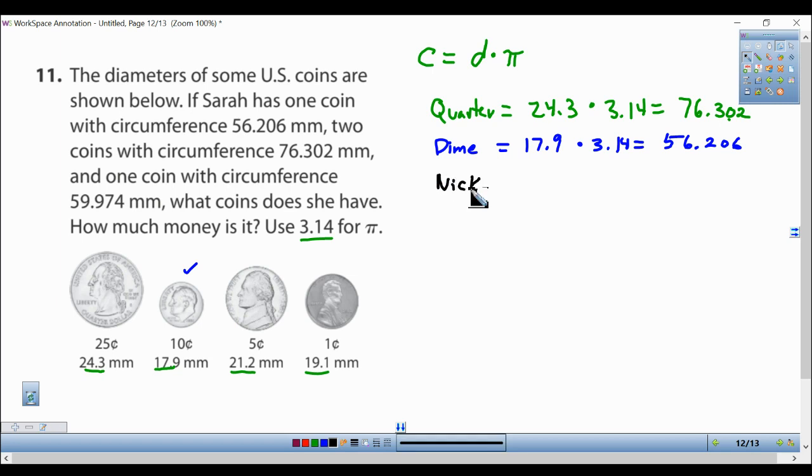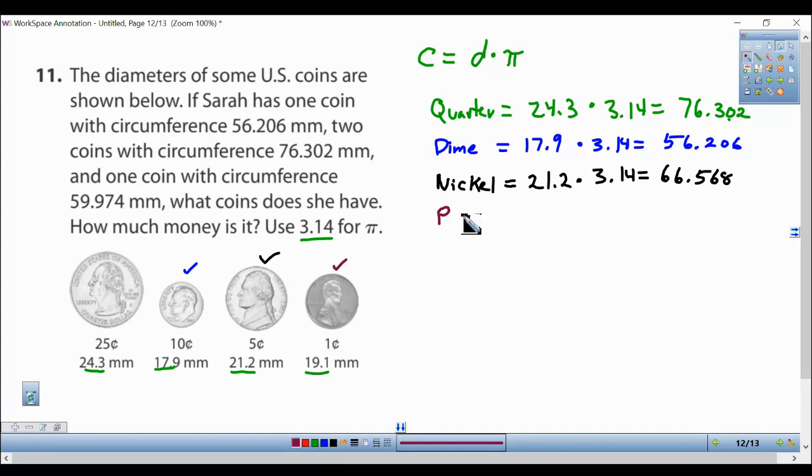Next, we're going to use our nickel, which is this one. For our nickel, we find the diameter, 21.2, times 3.14. Multiply that out, and it gives us 66.568.